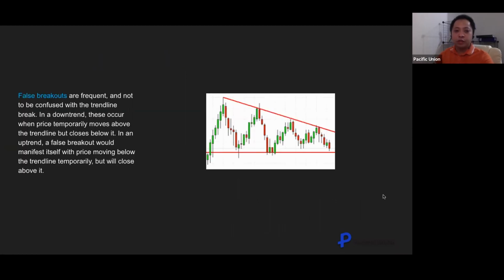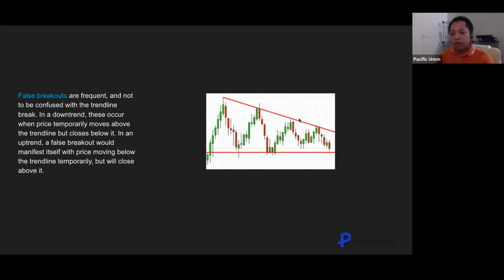Now earlier I mentioned fake breakouts. Here we have a couple of fake breakouts. False breakouts or fake breakouts are frequent and not to be confused with a trendline break. In a downtrend, these occur when price temporarily moves above the trend line but closes below it. And in an uptrend, a false breakout would manifest itself with price moving below the trend line temporarily but closing above it. So what does that mean?